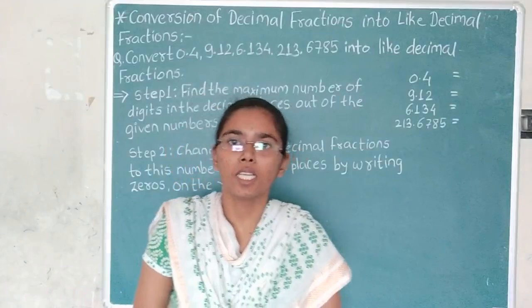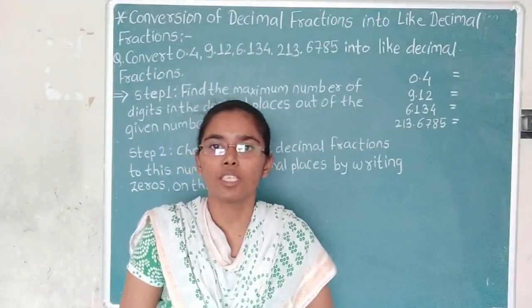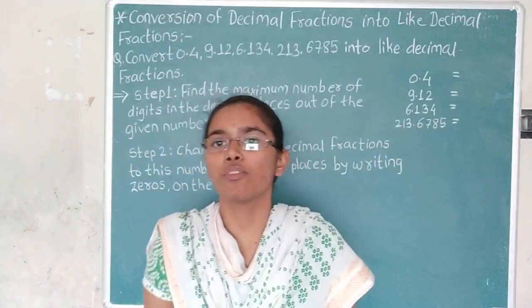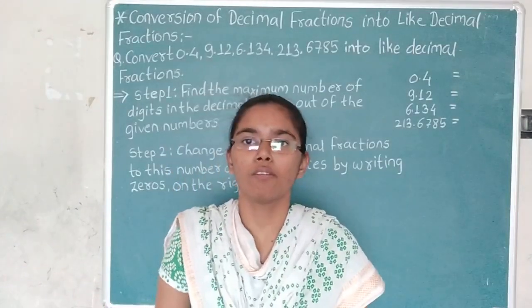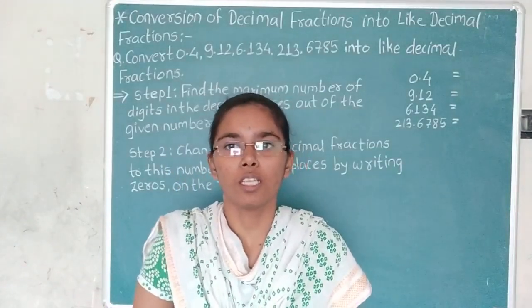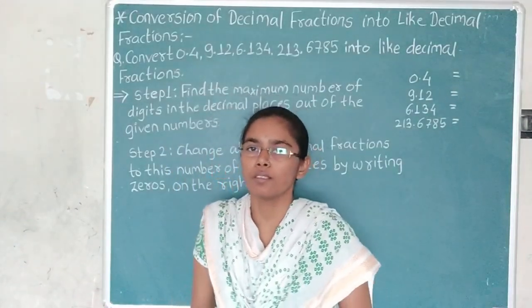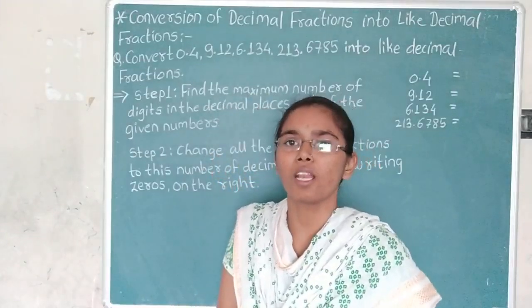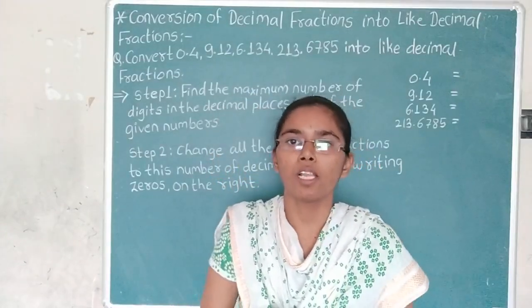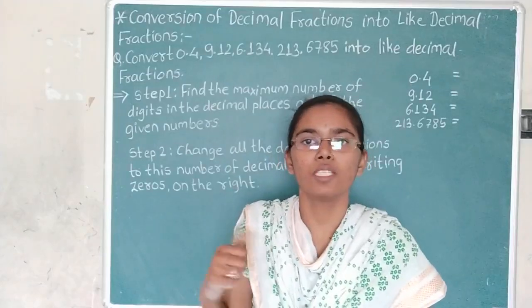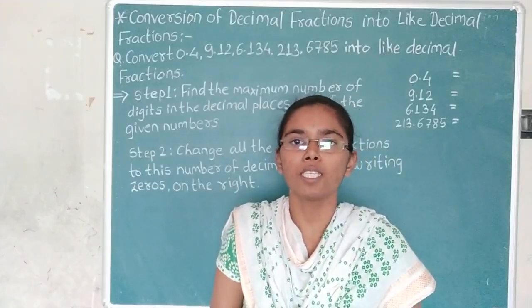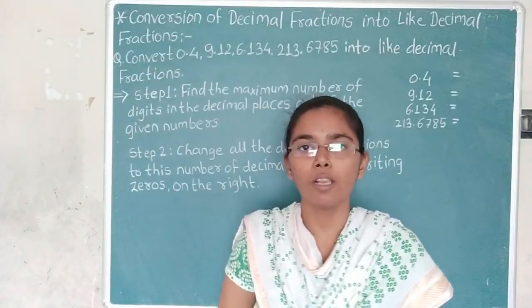Now we will see the conversion of decimal fractions into like decimals. Meaning if we have some fractions and we want to convert them into like fractions, then what to do? We have seen what like fractions are: like fractions means having an equal number of decimal places. Now we will see how to convert the given decimal fractions into like decimal fractions.